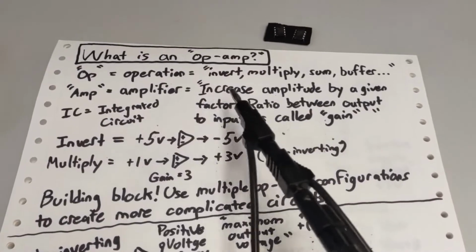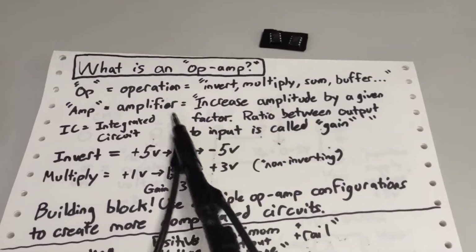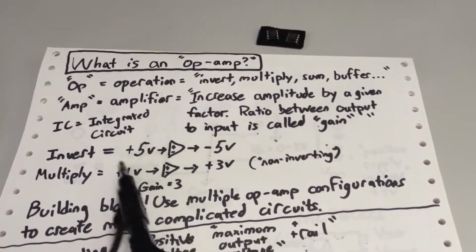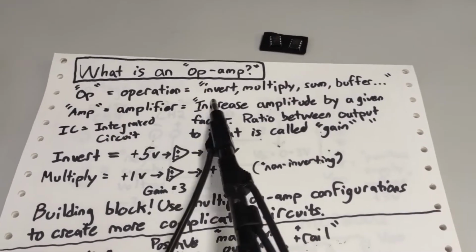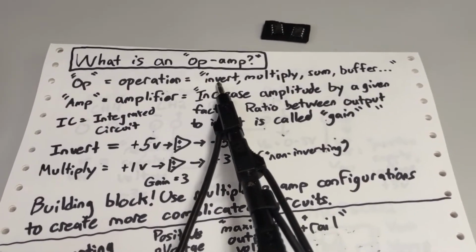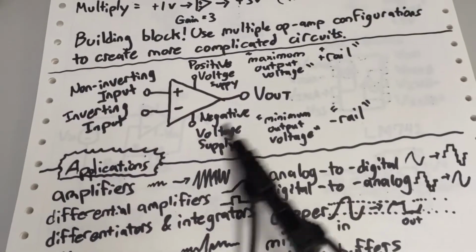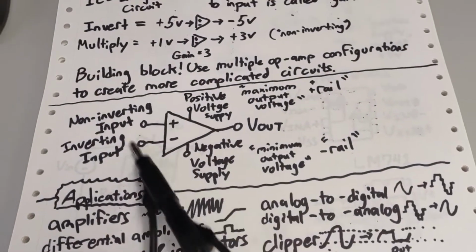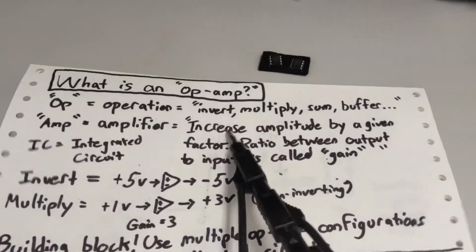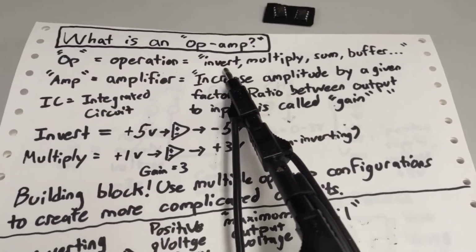So what is an op-amp? An op-amp stands for operational amplifier. The op for operation means you can do multiple operations with a single op-amp schematic symbol right here for an op-amp. Maybe you want to invert a signal.